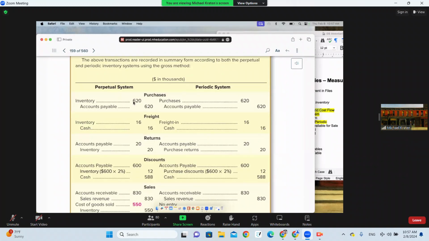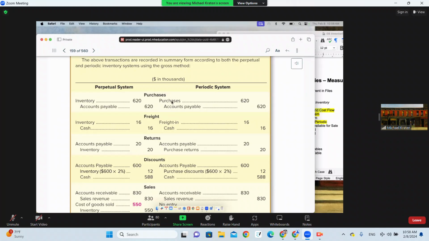Now, what do I mean by that? Okay, you're buying inventory for the first time and you intend to resell it, and the vendor is charging you $620 for the inventory. When you buy it, increase the asset inventory by $620. Increase the payable, because you intend to pay for it, $620. If you look at the right column, the credit, or the increase to payable, is exactly the same.